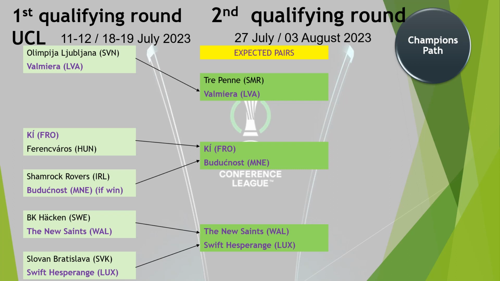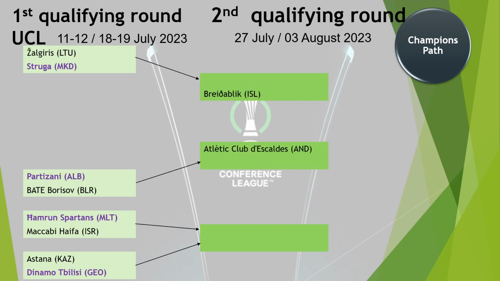So here we have teams that are pointed out in violet color. These are teams that could be at this stage in the Conference League, and in the second qualifying round we expect some pairs, as you can see here.